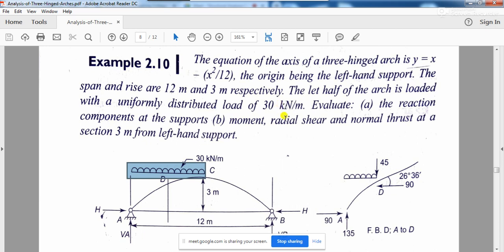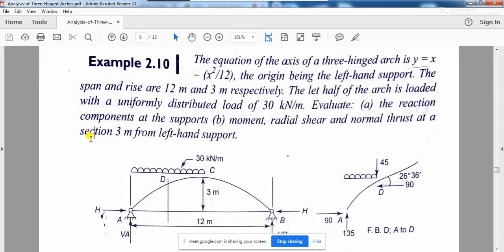Now the question is that you need to evaluate the reaction components at the supports, then the moment, radial shear and normal thrust. You understand now what is radial shear and what is normal thrust. I have discussed it in detail when we discussed the problem of the point load acting on the arch, and exactly the same way you will have to find out the radial shear and normal thrust.